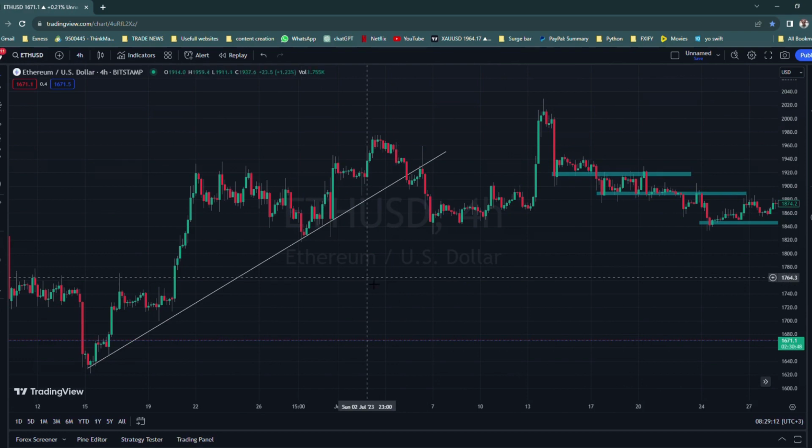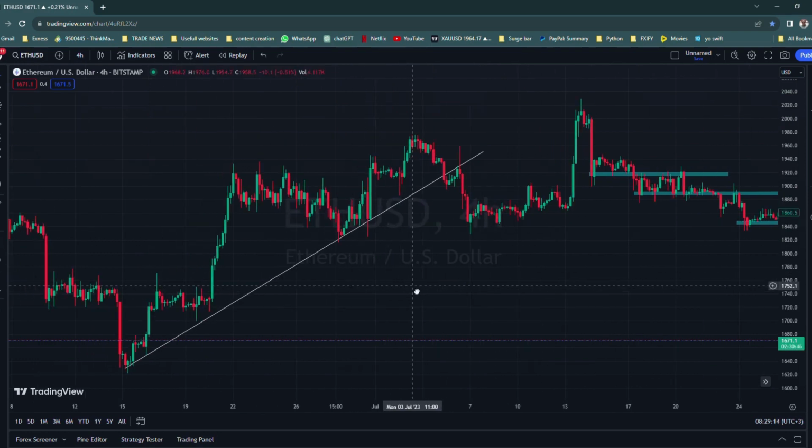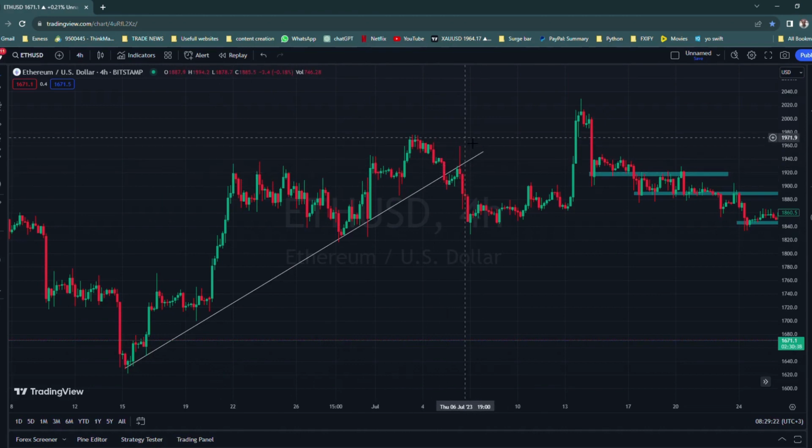For example, Ethereum USD right here, we can see there is a trend moving to the upward side, and at a certain point the trend is broken and we see a rejection with a pin bar, and this is an indication to enter a sell right here. At this point you enter a sell with a risk of 40 pips and you target something like 60 to 80 pips, which is a 1 to 1.5 or 1 to 2 risk to reward ratio.